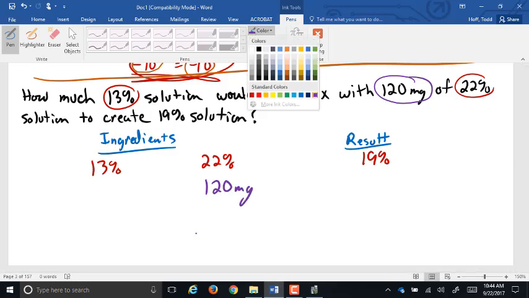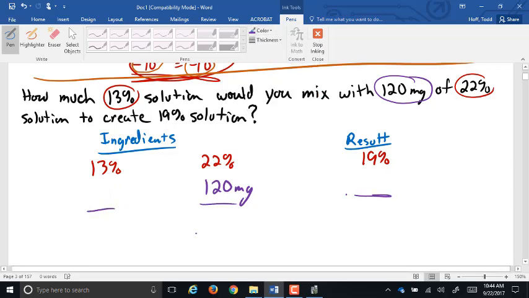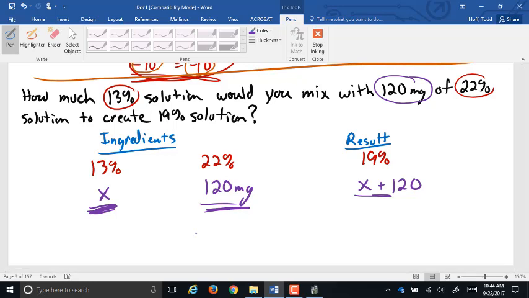Because we have that relationship where the amount of the first one plus the amount of the second one has to equal the total amount. It would be easiest here if we let the amount of the 13% be our variable. So then the amount of the result is just going to be found by adding these two amounts together. X plus 120 is just X plus 120. I'm going to pause. Any questions so far?